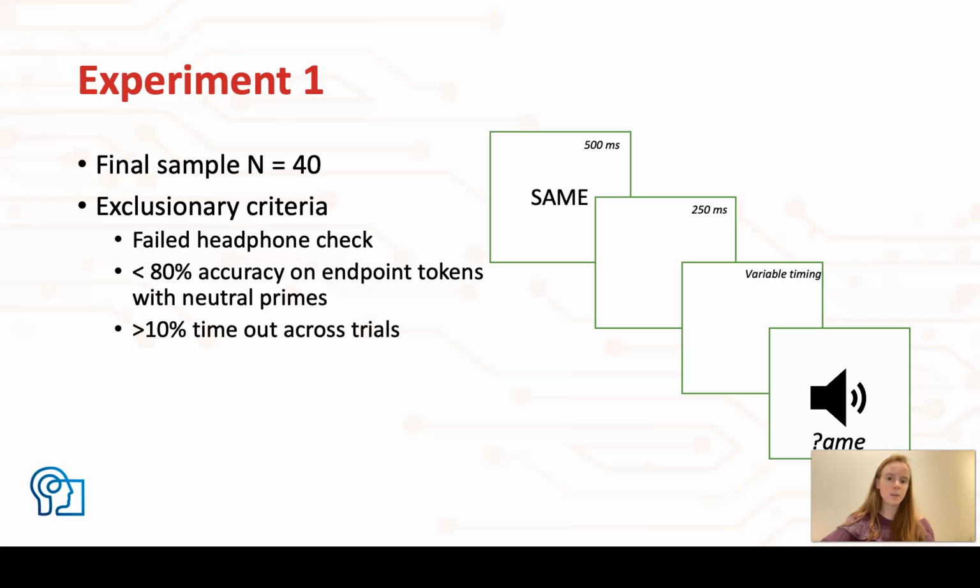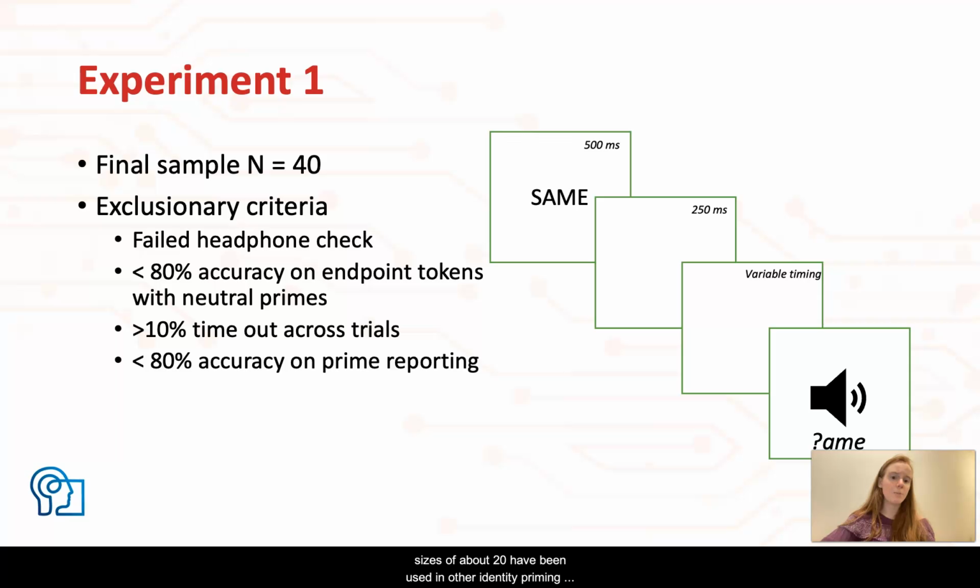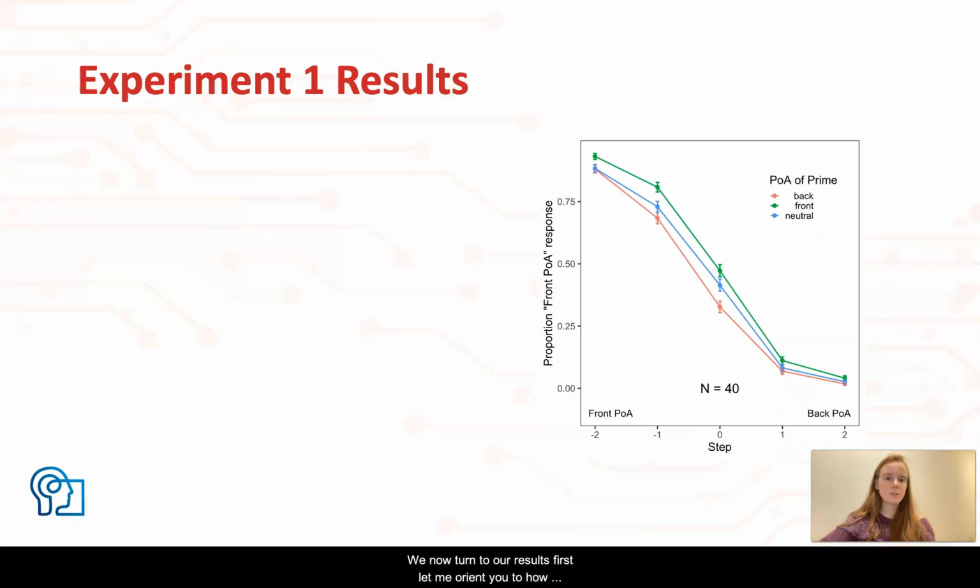We selected our target sample size of 40 participants because sample sizes of about 20 have been used in other identity priming tasks, and post-hoc analyses revealed that a sample size of only 15 is needed to show effects that rely on CFC, and hence we were able to use the same sample size in our second task as well, which facilitated comparison. We now turn to our results.